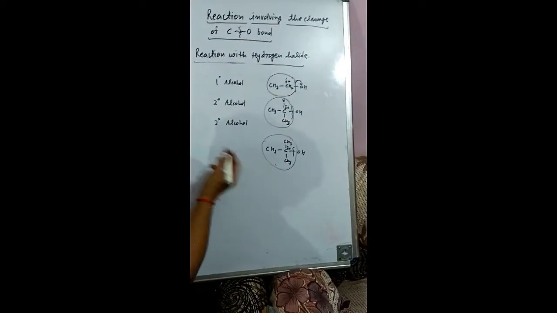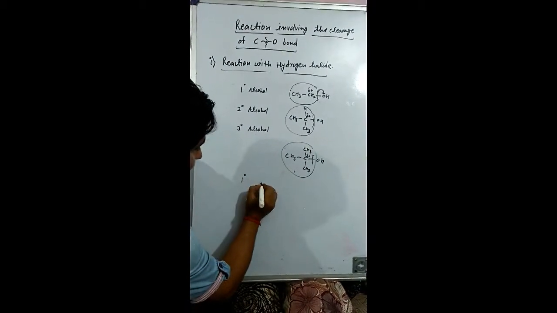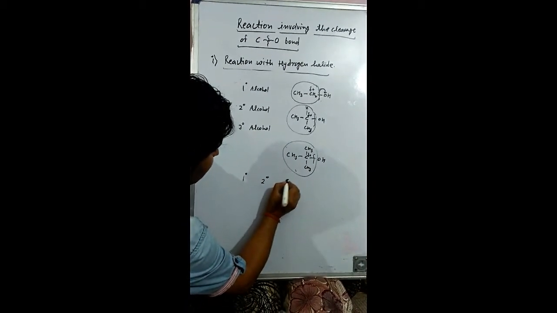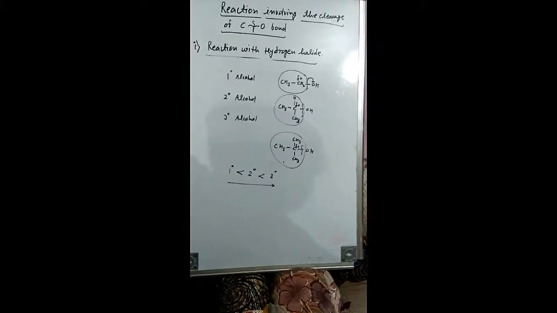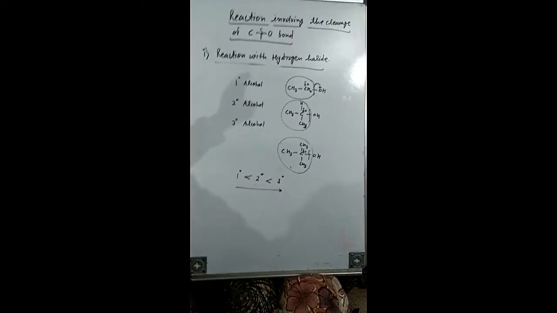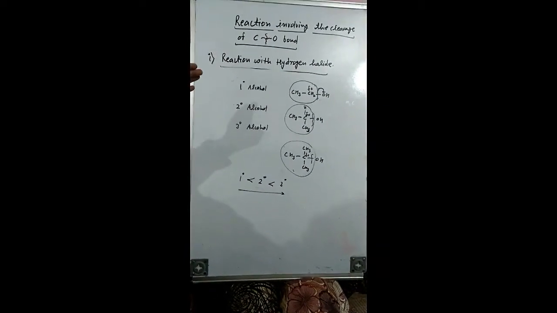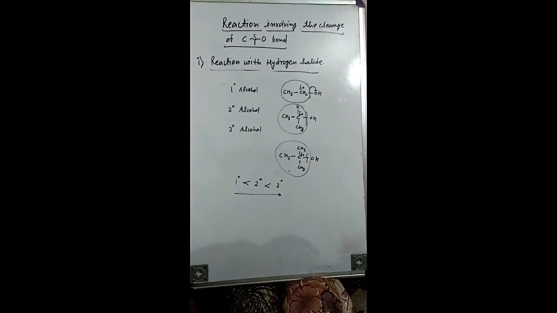So if you see the reactivity order, this is primary alcohol, secondary alcohol, tertiary alcohol. So tertiary alcohol will give the turbidity immediately. I hope you have understood that reaction with hydrogen halide or Lucas reagent. The rest of the reactions I will discuss in my next video.